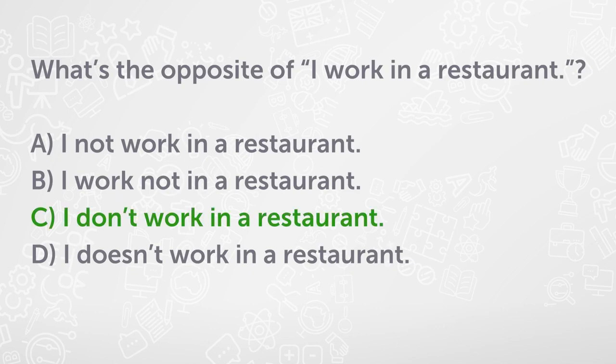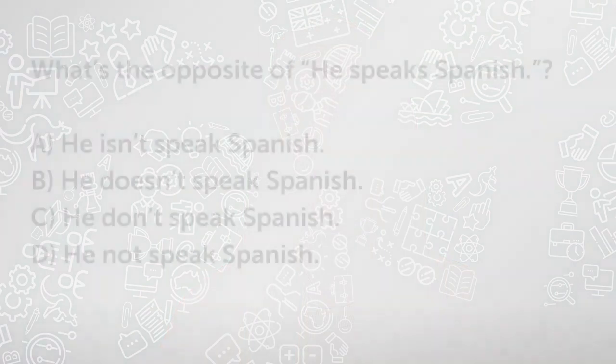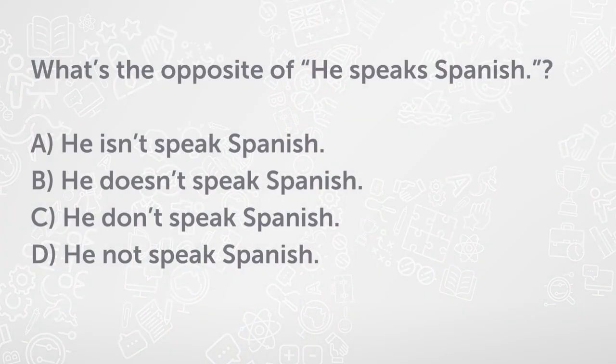We have the verb work, so we need to add do. And now our last question, question number 3. What's the opposite of he speaks Spanish? Option A, he isn't speak Spanish. Option B, he doesn't speak Spanish. Option C, he don't speak Spanish. Option D, he not speak Spanish. Yep, this time we need doesn't because we have he. So option B is correct.